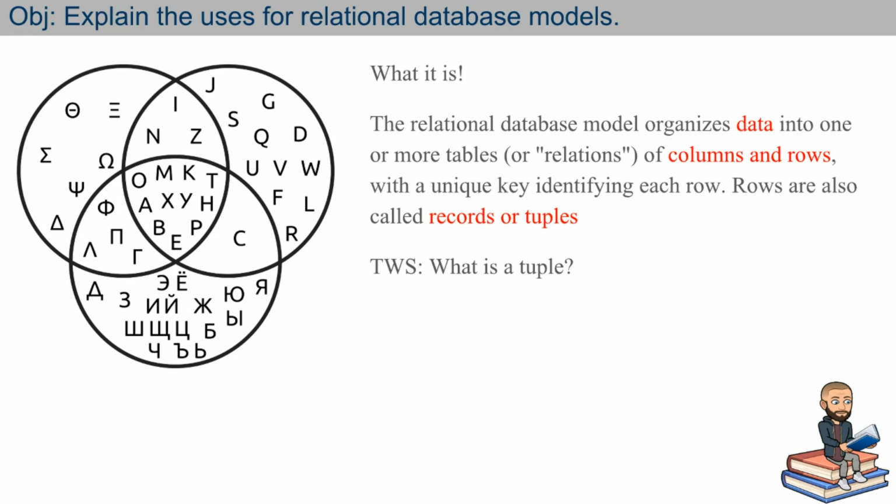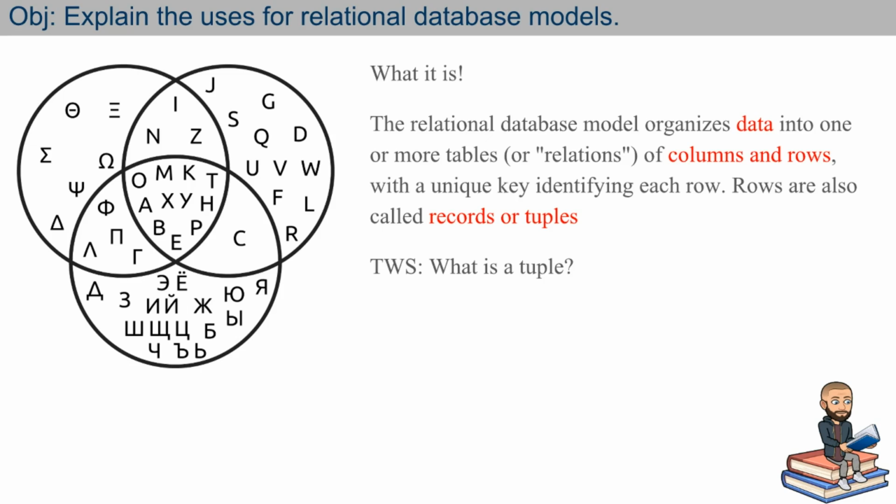A relational database model organizes data into one or more tables. These are the relations. And as you already know, tables are made of columns and rows. The key here in computer science is we need a unique key to identify each row. So to mix in some vocabulary, rows are also called records or tuples.